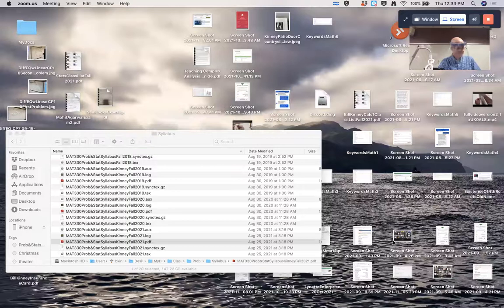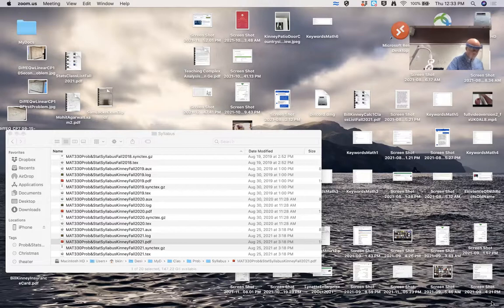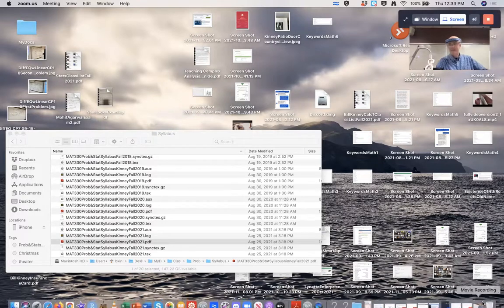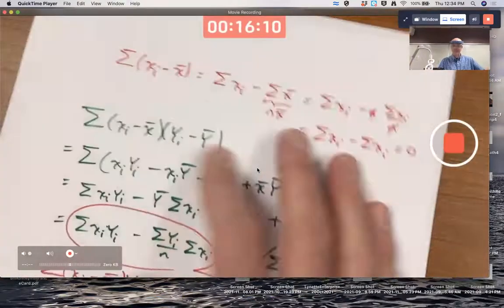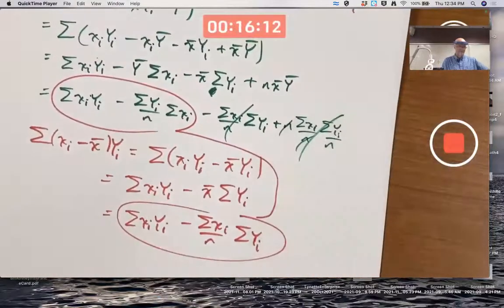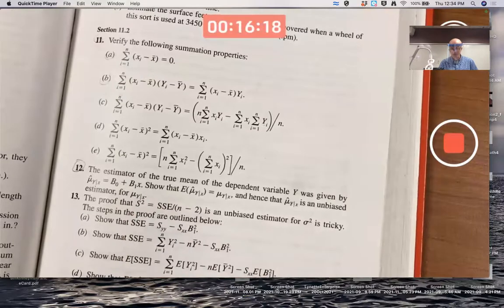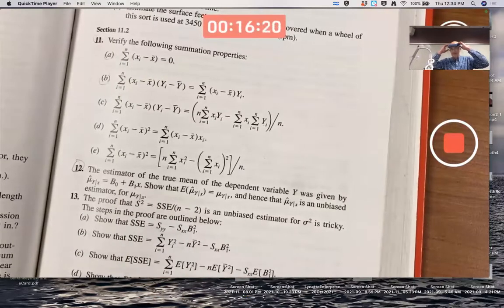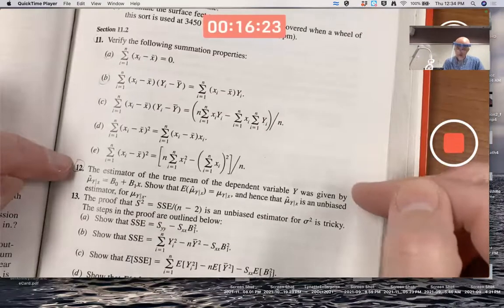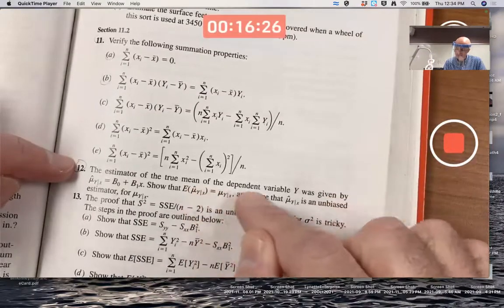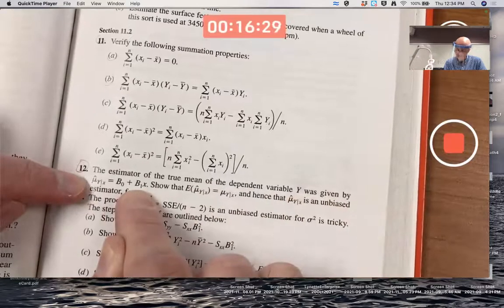Let's go through, well, I guess I want to do all the problems here. Let's look at number 12 next. 12 is a lot easier than it seems. In fact, when you know what to do with 12, I hope you realize what to do with 12. It's almost too easy. Like, did I really do it? 12 is probably a more important problem to be able to understand, even for the exam, say, final exam. The estimator of the true mean of the dependent variable capital Y was given by this formula.